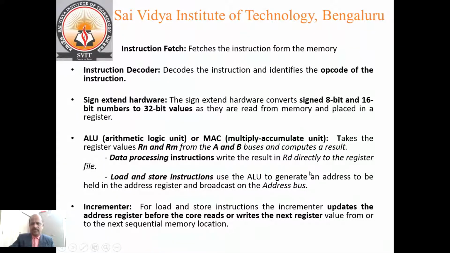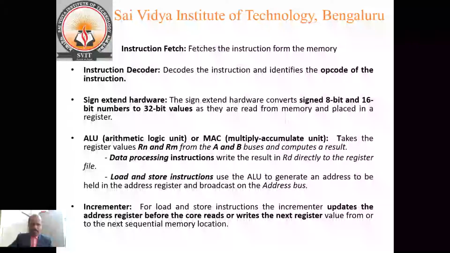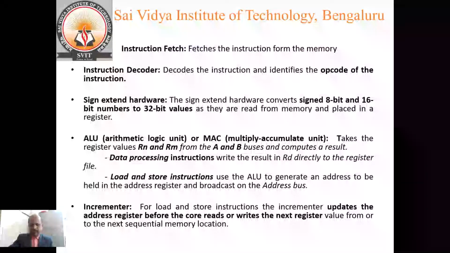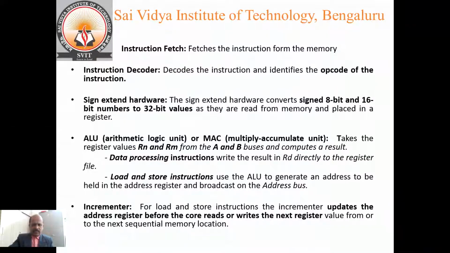The instruction fetch unit fetches the instruction from the memory. The instruction decoder decodes the instruction and identifies the opcode of the instruction. The ALU performs arithmetic and logical operations. The MAC, multiply-accumulate unit, takes the register values Rn and Rm from the A and B buses and computes the result. Load and store instructions use the ALU to generate an address to be held in the address register and broadcast on the address bus.